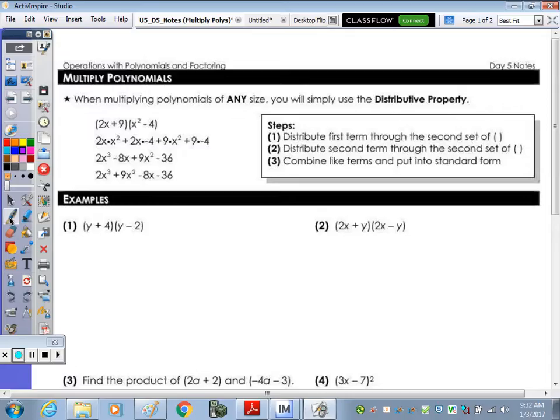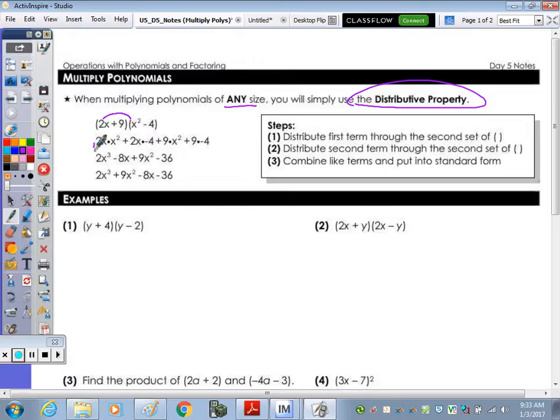But at the end of the day, when multiplying polynomials of any size, all we do is use the distributive property. You can stack, so I'll do a couple by stacking like terms as we multiply, or you can just simply write the expression left to right. Okay, so if you take a look at the example that's given, the steps are here, you can use it as a checklist. They first multiplied 2x times x squared.